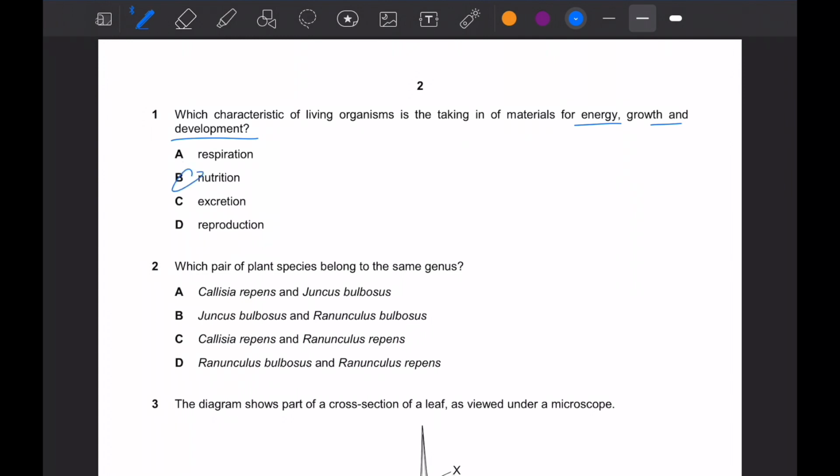Excretion is the removal from organisms of the waste products of metabolism, toxic materials, and also substances in excess of requirements, while reproduction is the process that makes more of the same kind of organism. So the answer would be A, C, or D.